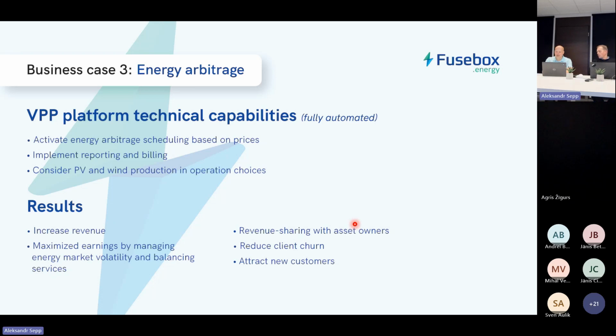Okay. There was a question, I see. Yes, from Agris. From your experience, what is the customer profile of a market participant who bids 200 euros per megawatt hour for downward activation? It's a really good question. What is the customer profile?